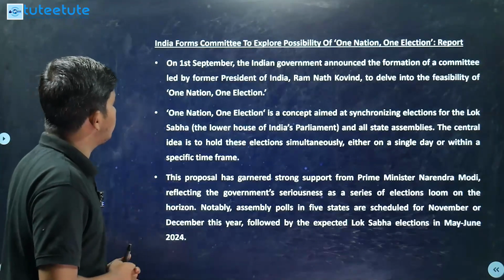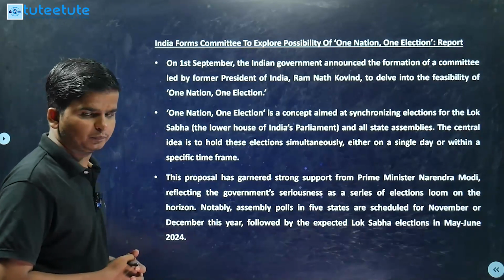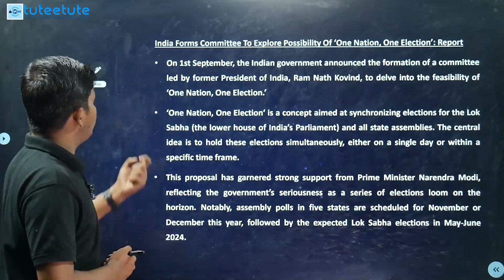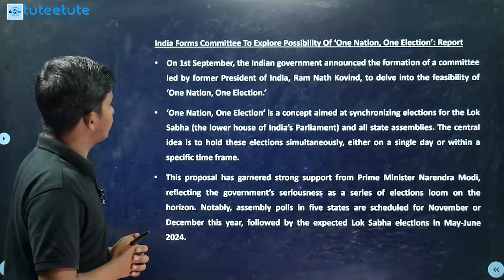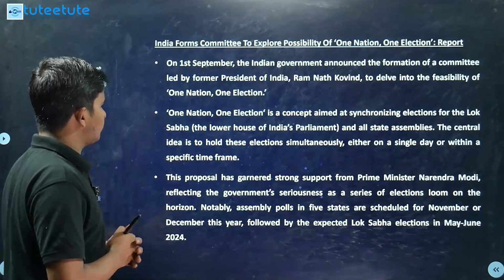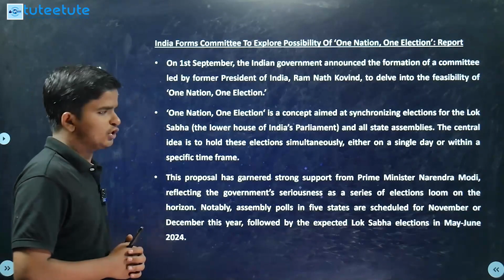India forms committee to explore possibility of one nation, one election. What's that? On 1st September, the Indian government announced the formation of a committee led by the former President of India, Ramnath Kovind, to delve into the feasibility of one nation, one election.